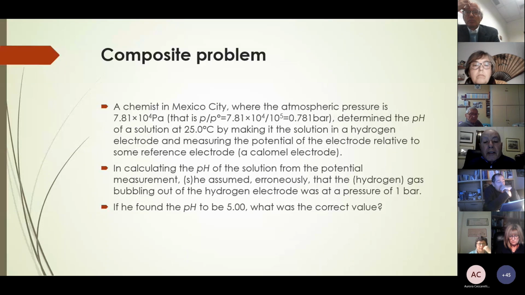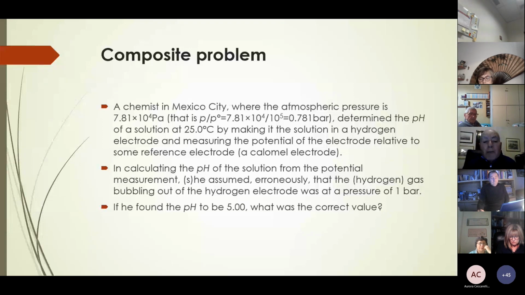A chemist in Mexico City, where the atmospheric pressure is 7.1 times 10 to the 4th Pascal, that is 0.7781 bar, determines the pH of a solution at 25 degrees centigrade by making it a solution in a hydrogen electrode and measuring the potential of the electrode relative to some reference electrode, a calomel electrode, which, by the way, is an electrode of the second kind. In calculating the pH of the solution from the potential measurement, the student assumed erroneously that the hydrogen gas bubbling out of the hydrogen electrode was at a pressure of 1 bar. If he found the pH to be 5.00, what was the correct value?